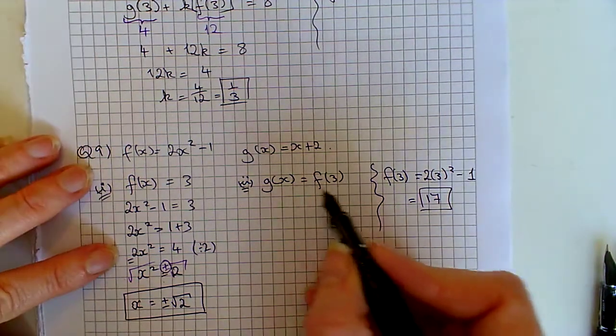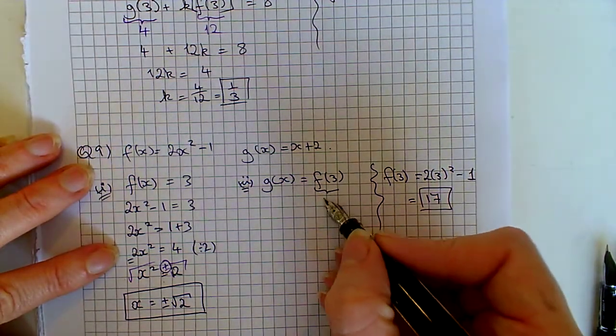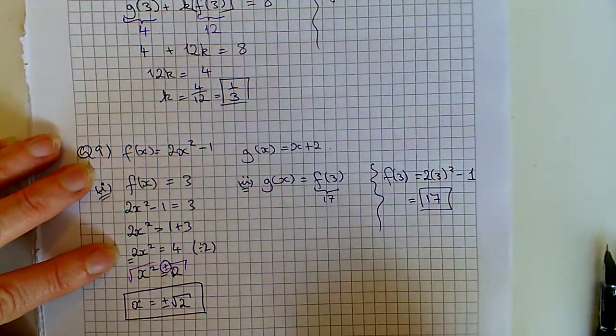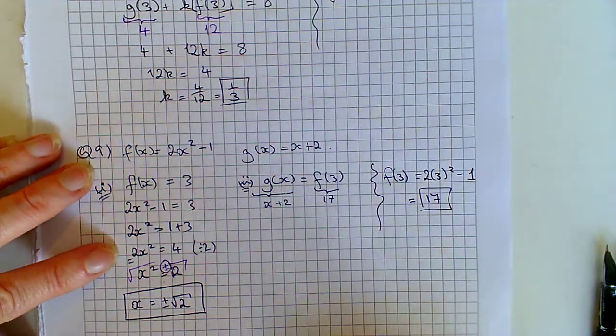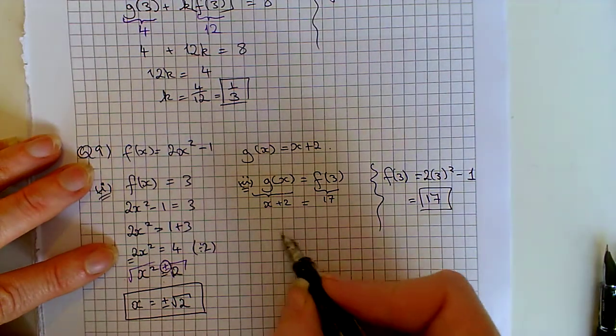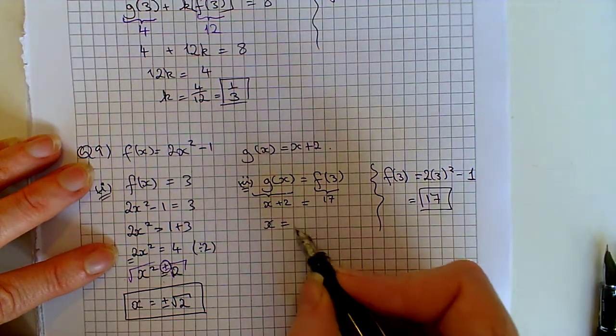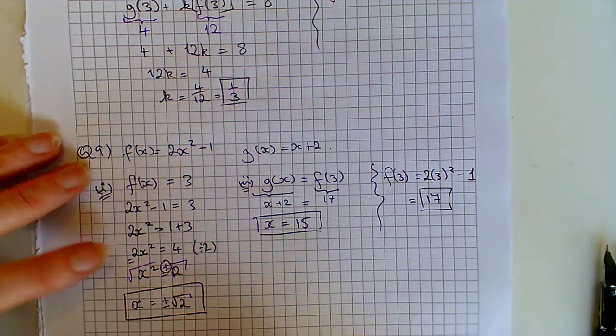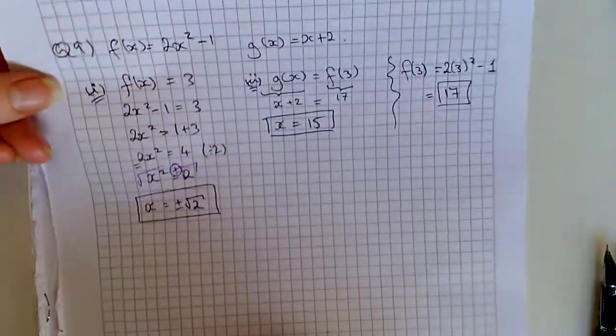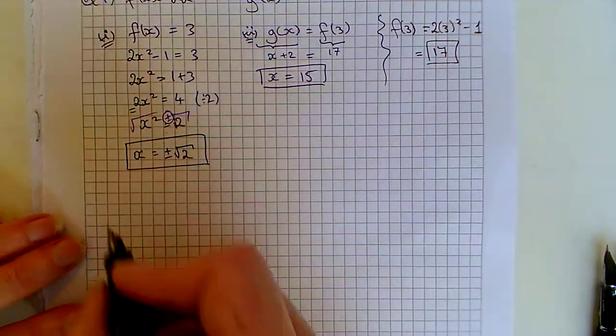So then I'm replacing f of 3 with 17 because that's the answer that I got over there. And I'm replacing g of x with x plus 2 because that's the definition of it. So this is what I'm solving. X plus 2 equals 17. So x is equal to 17 minus 2. X is 15. You can do that in more steps if you want to, but there's no need to show any more working out than that.